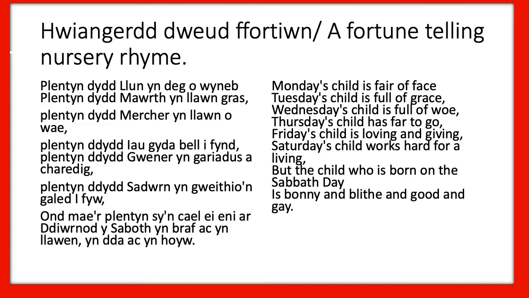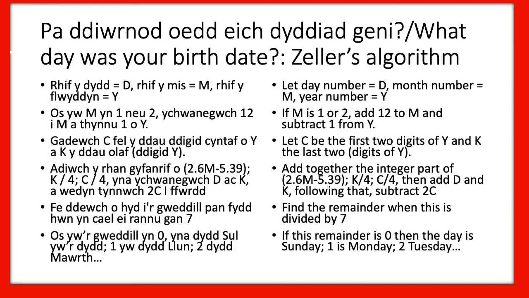I like to think that perhaps that fits, and you'll perhaps understand why a little bit later on. But this leads us to Zeller's algorithm, which will tell you, providing you were born in the time when we have the Gregorian calendar in place, which is anything after about 1680, what day of the week you were born on.